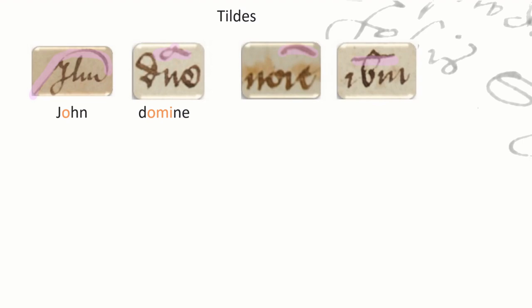Tildes can also be straight lines, as in nomine, Latin for name. You can see the N-O, the M is missing, the I appears, and then the N is missing. So in this case, two blocks of missing letters. Finally, you have an E. The final word is ibidem, meaning in the same place in Latin. We have the IB, the IDE is missing, and then you have the M. Tildes were very common forms of abbreviation.